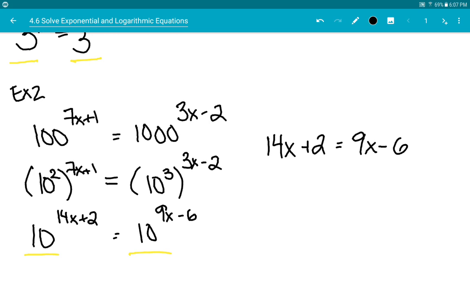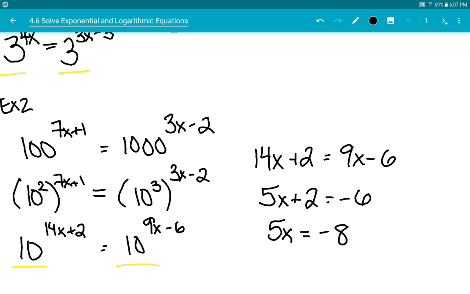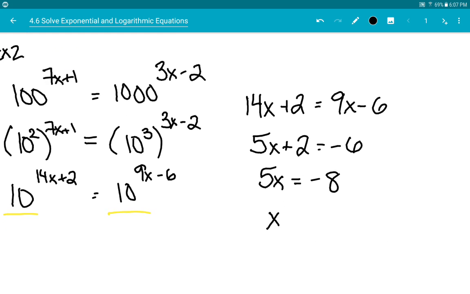Okay, so now we solve that. We subtract 9x, we get 5x plus 2 is equal to negative 6. We get 5x equals negative 8. Whoa, a lot of little mishap there. And then x is equal to negative 8 over 5. Okay, so there's your solution to the equation.